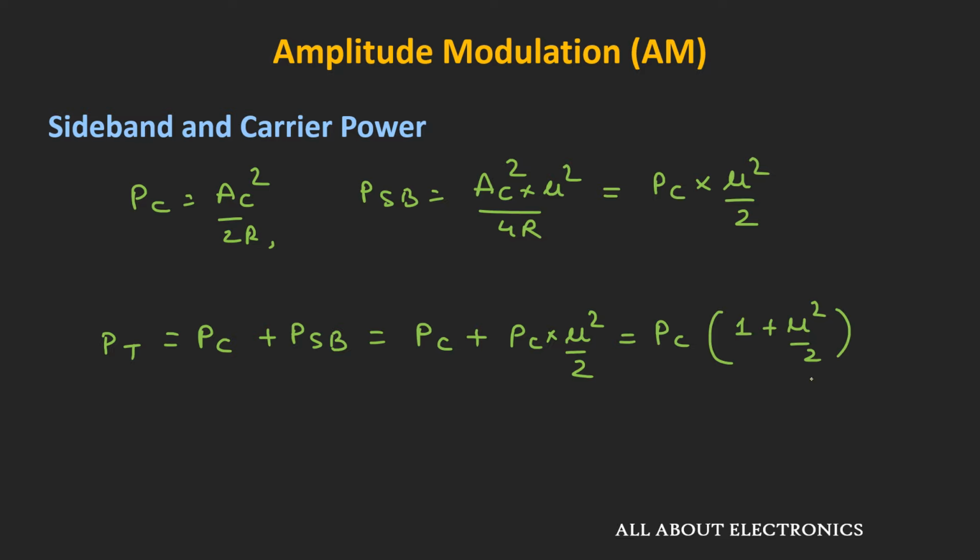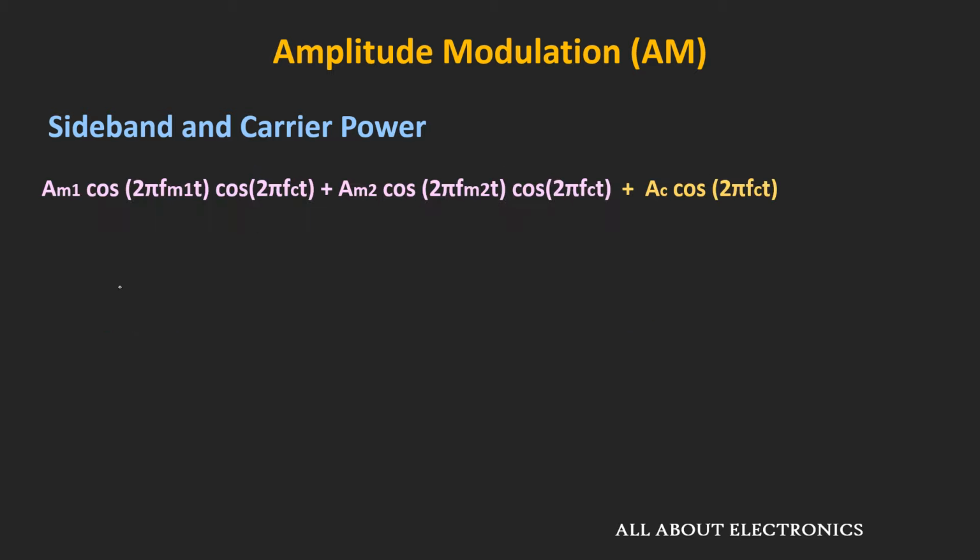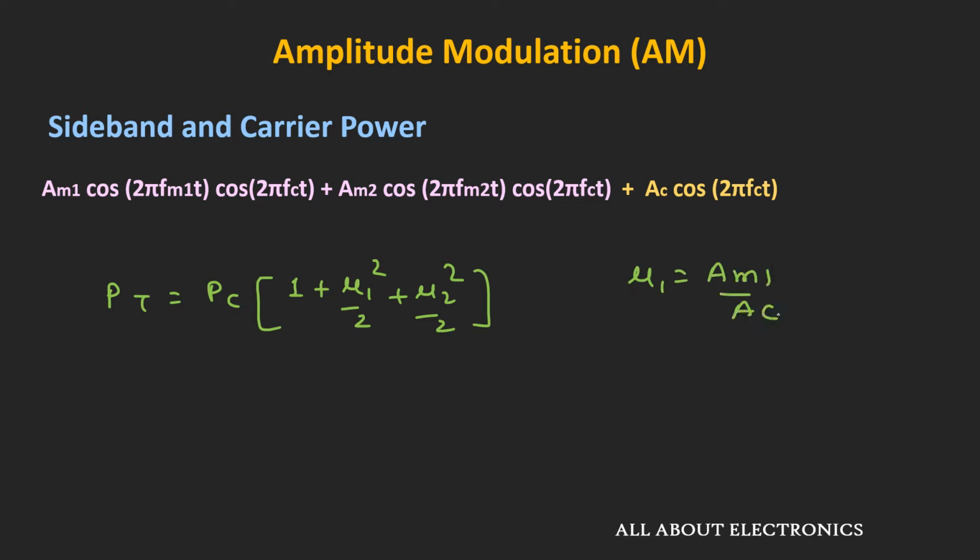So if we just know the carrier power and if we know the modulation index, then we can find the total transmitted power. Now if we just take the case of the multitone modulation, then for the multitone modulation, the total transmitted power is equal to PC times 1 plus mu1 square divided by 2 plus mu2 square divided by 2. So here this mu1 is equal to Am1 divided by AC, while this mu2 is equal to Am2 divided by AC. So this is the case for the two-tone modulation.